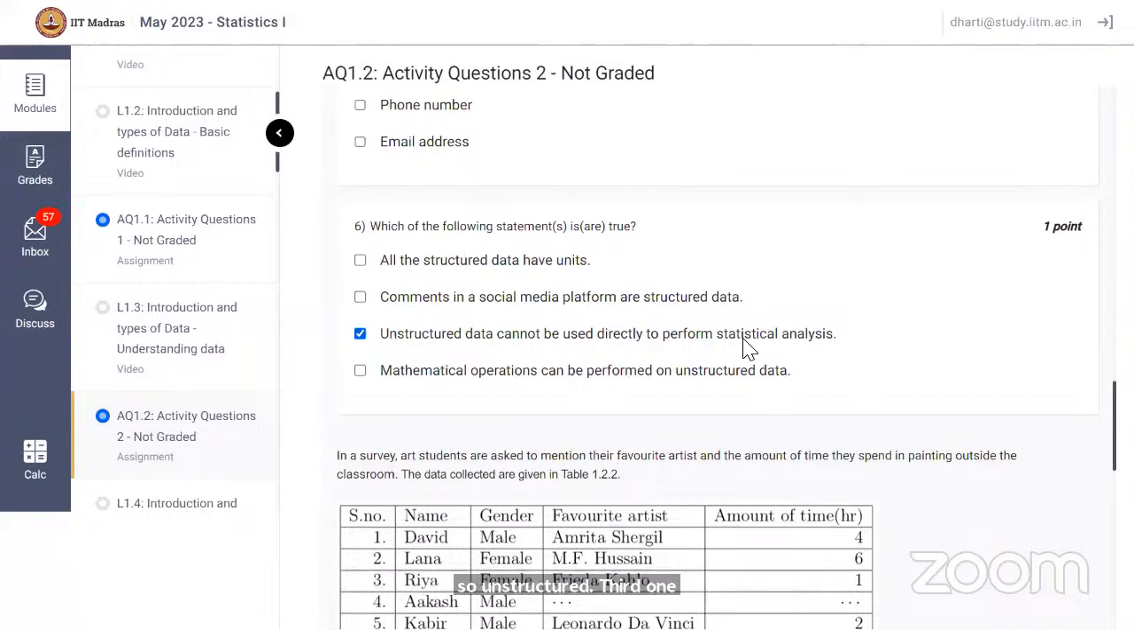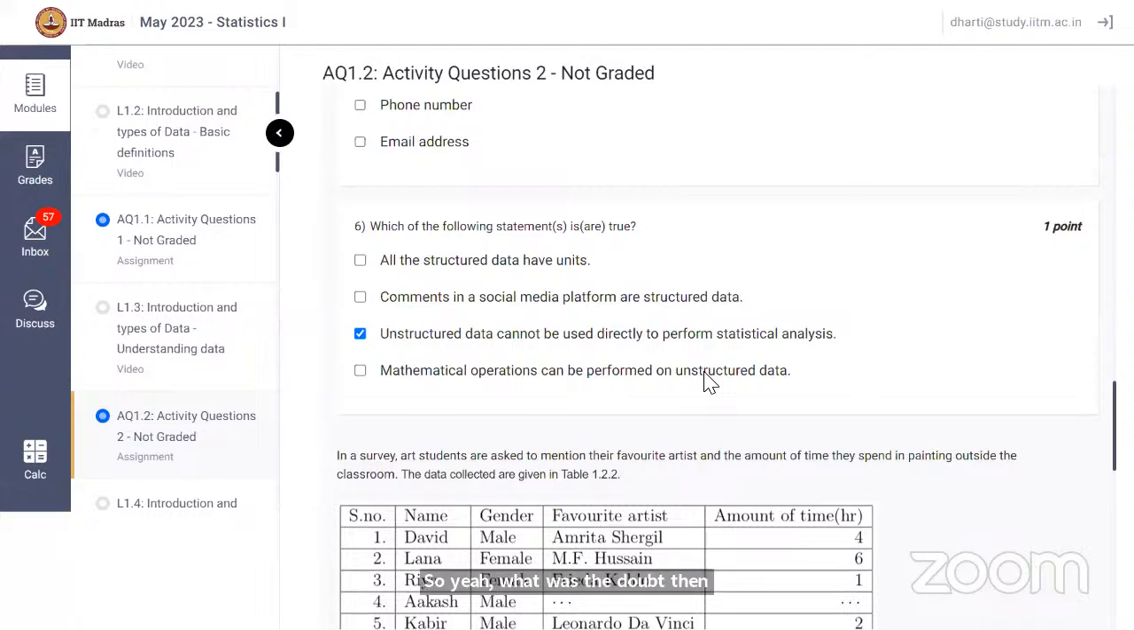Third one, unstructured data cannot be used directly to perform statistical analysis. Yes, because when there is unstructured data, we can't perform anything actually. We have to convert it, make something valuable from it and make it structured, and then only we can have some statistical analysis. Because for unstructured data, you can't even say whether it's categorical or numerical. So you can't move ahead with unstructured data. Last one is mathematical operations can be performed on unstructured data. Obviously not. So what was the doubt then?